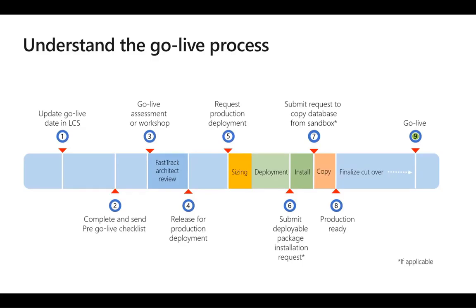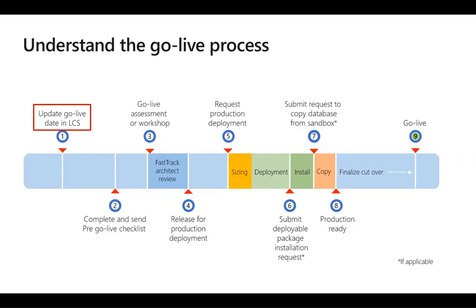The go-live process consists of the following actions, which should be considered as sequential steps in a checklist. Update go-live date in LCS is the first step. Throughout project implementation, make sure that the milestone dates are continuously kept up to date.